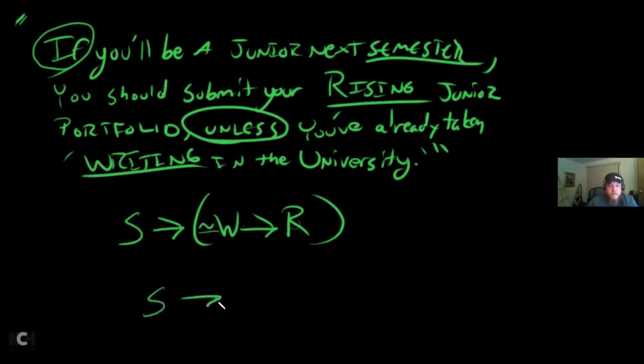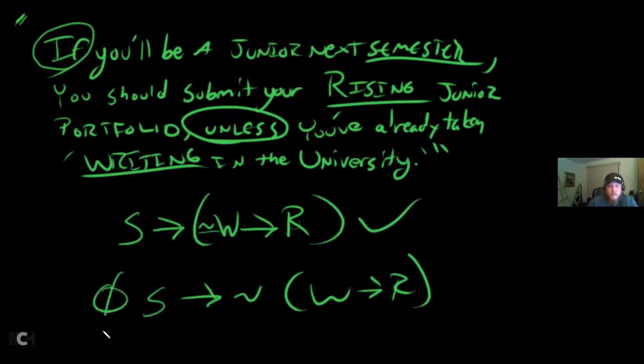So here's what this would say. Like if you accidentally put the squiggle on the outside of this, something like this. Here's what this would say. It does not say this. This is correct. This works. This does not work. Here's what this one says. This one says, if you'll be a junior next semester, then if you've taken writing in the university, then you should submit your rising junior portfolio, not, or another way of putting it is if you'll be a junior next semester, then it's not the case that if you've taken writing in the university, you should submit your rising junior portfolio. This is not correct at all.